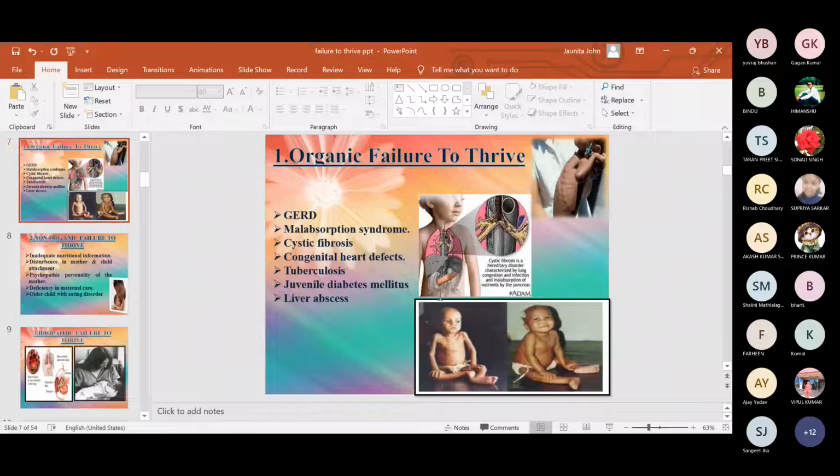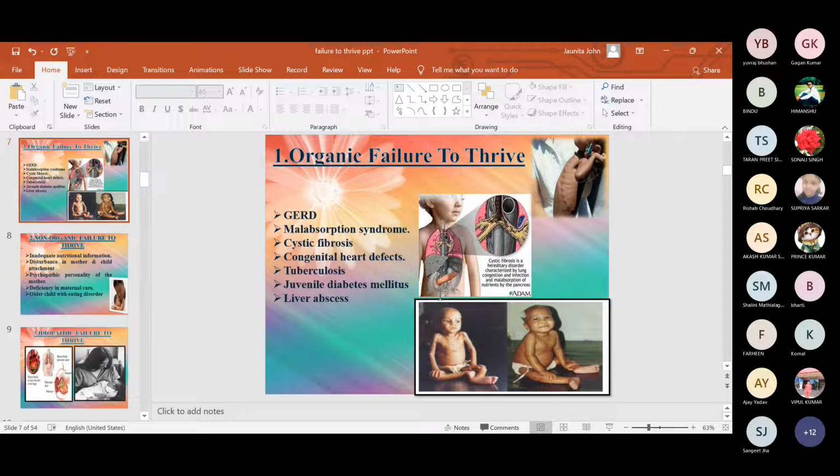Seeing the first one, organic failure to thrive, we have certain conditions which have some underlying medical causes. Under that, first is GERD, gastroesophageal reflux disease. This is a sort of GI disorder in which stomach acid or bile irritates the lining of the food pipe. Next is malabsorption syndrome, a condition that prevents the absorption of nutrients through the small intestine.